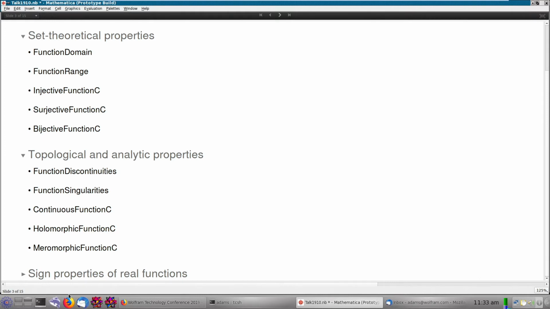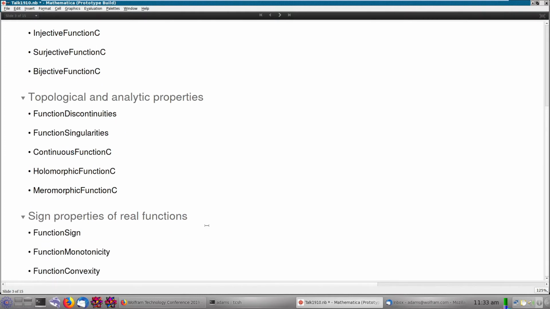And finally, the sign properties of real functions, or that's how I called the group. So it's FunctionSign, FunctionMonotonicity, and FunctionConvexity. In a sense, they are sign properties, since at least for some functions, monotonicity is the sign of the derivative, and convexity is the sign of the second derivative. So in this sense, they're also order-related properties, so that's where the sign comes in.